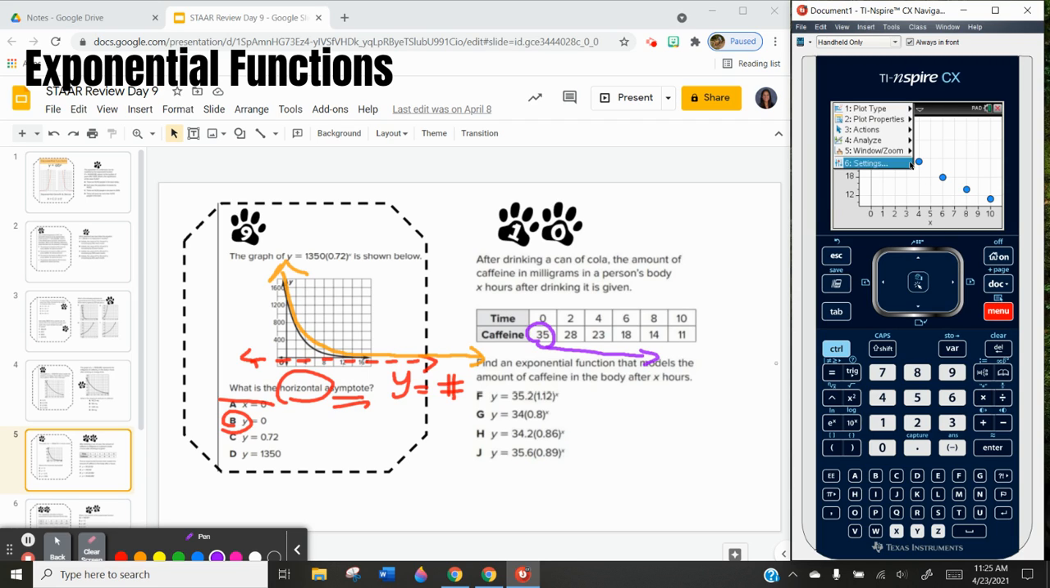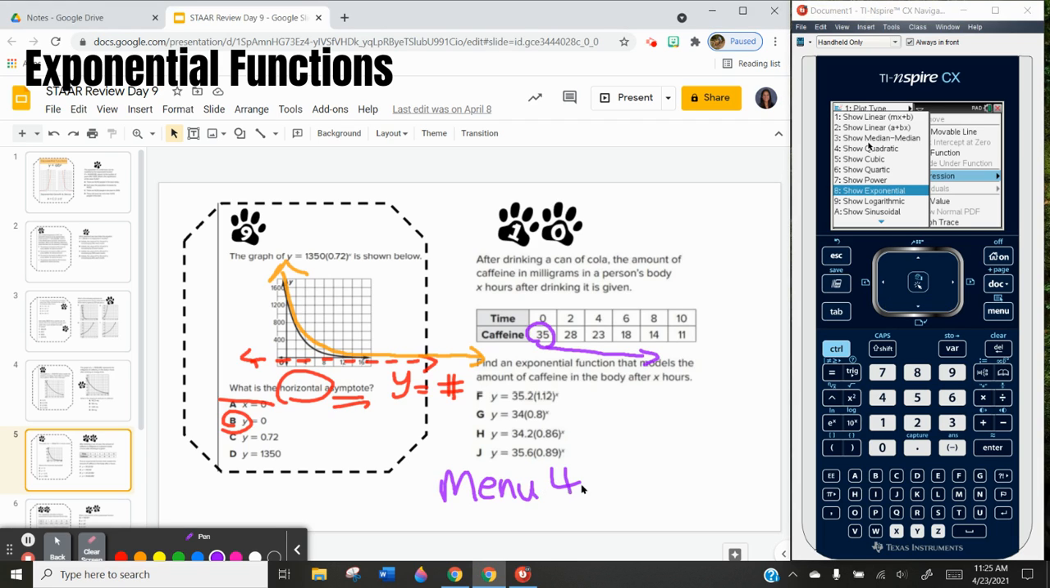After we do that, they told us that this is an exponential function. So by going to menu and analyze graph to regression, looking for the exponential function, I would have to go to 8. So again, if you look at it, I went to menu 4 and then 6, and then I went down to exponential. So menu 4, 6, and then 8, because it says exponential function.